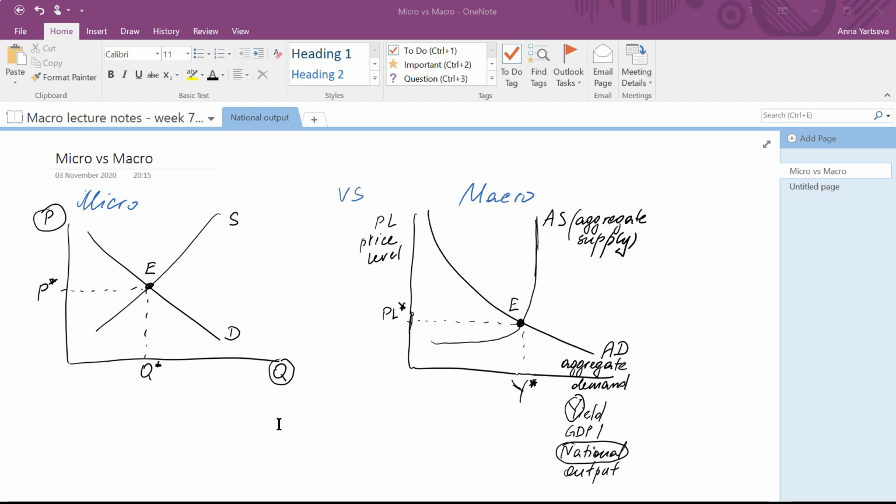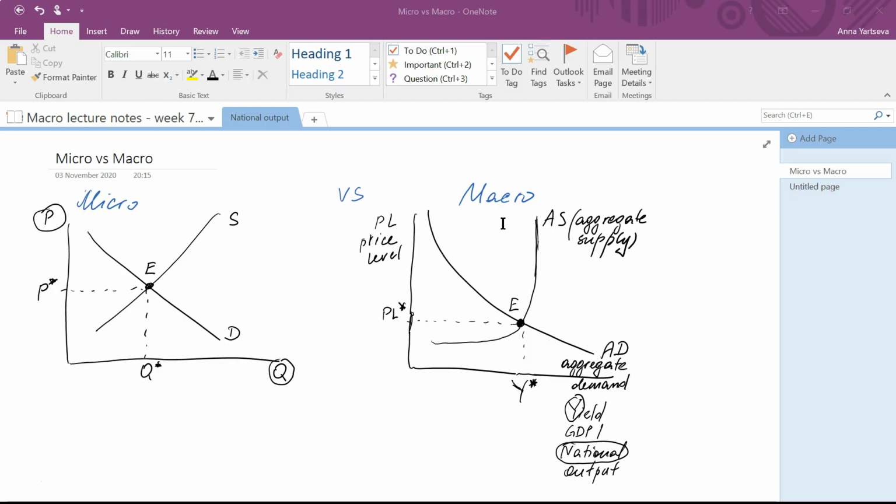In the previous lecture, I showed you the difference between micro and macroeconomic ways of thinking and how exactly this difference can be represented in a single graph. I showed you that microeconomics, which analyzes an individual market, will have individual price along the vertical axis and individual quantity along the horizontal axis, individual demand and individual supply.